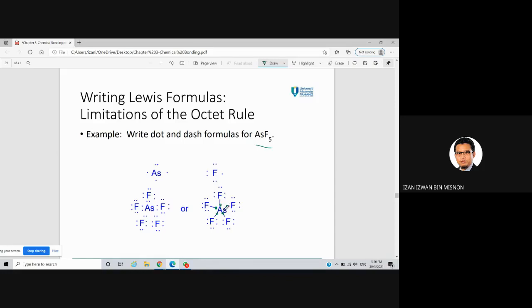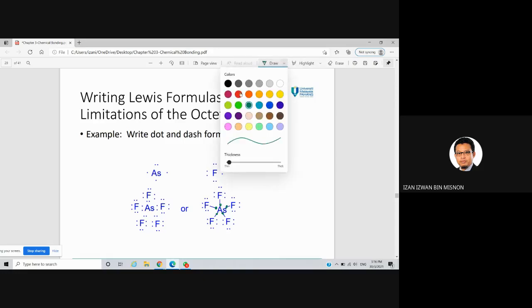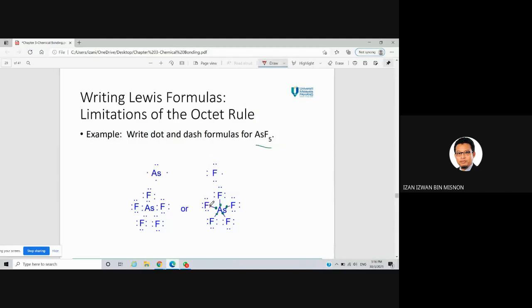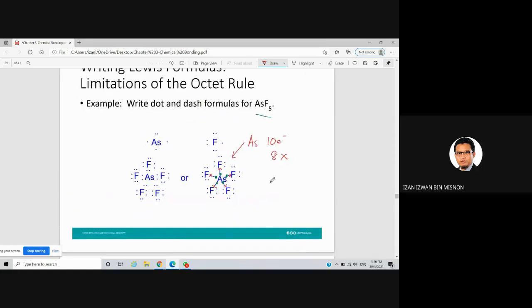here. So 5 electrons from As, and then we have individually 1 electron coming from each fluorine. So in this case, it makes As have 10 electrons, not 8. Right? So this is already violating the octet rule. Okay. But this structure does occur, and we consider that As is an atom that violates the octet rule.